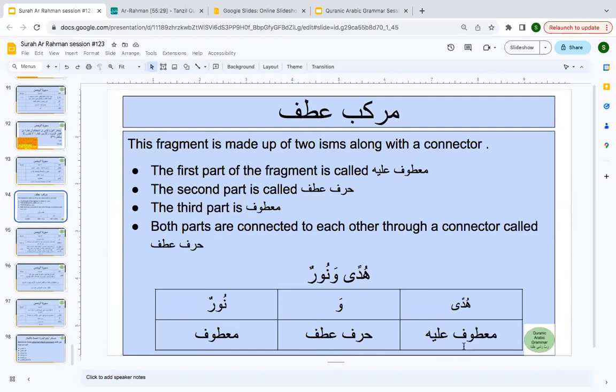The first ism is called ma'tuf alayhi. Then comes your harf atf, which is waw, and the second ism, the ism that follows it, is going to be ma'tuf. Okay, the isms that are connected through atf by the waw connector are called ma'tuf alayhi and ma'tuf. The first ism is going to be ma'tuf alayhi, and the second ism is going to be ma'tuf. No rocket science, very simple.